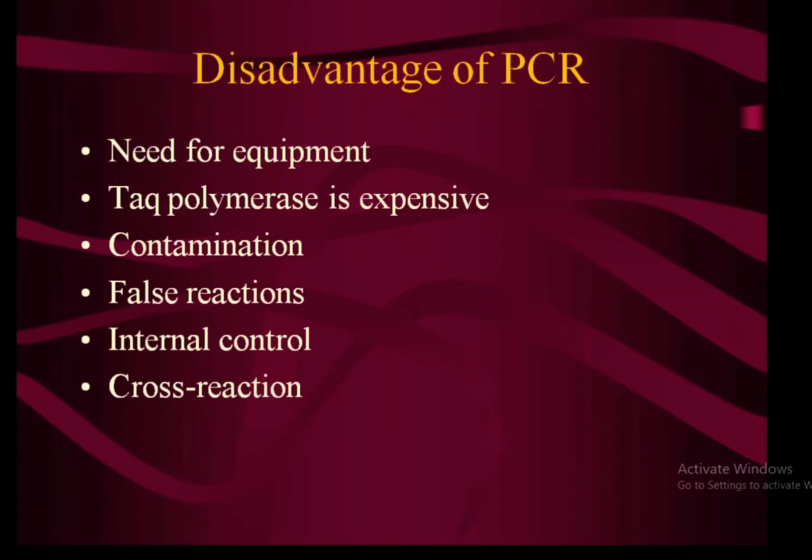Taq polymerase, the enzyme which is used for the amplification of the DNA strands, is expensive. Chances of contamination are there. If a sample is contaminated, then it will give a false result, because even if there is small contamination, it will be amplified. So it will give false positive results. The false reaction can be seen, and an internal control has to be used to detect whether you can accept the results, or whether the run has been performed properly or not. The cycling conditions, everything has been performed properly or not, and then there could be chances of cross reaction.